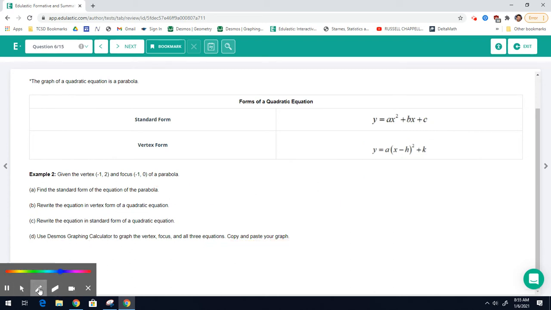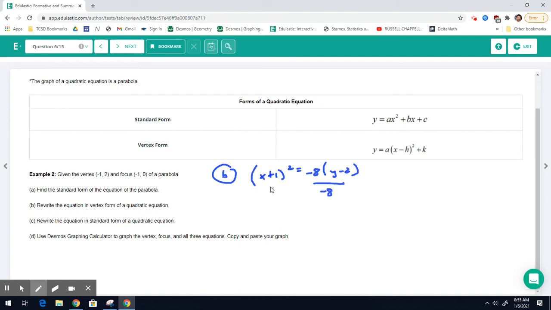All right. So for part B, I'll just do it right here. I have this formula: (x plus 1) squared equals -8 times (y minus 2). I'm going to divide by -8 on both sides. Now, dividing by -8 is not really the way we write it. If you're going to divide by -8, it's the same thing as having a -1/8 in front of your parenthesis. And that's what we're going to write. So -1/8 times (x plus 1) squared equals, the -8's cancel, (y minus 2).